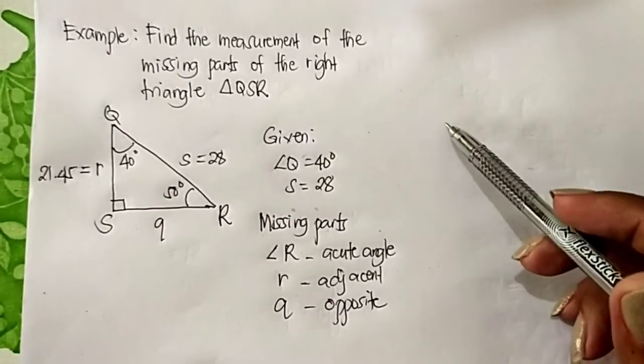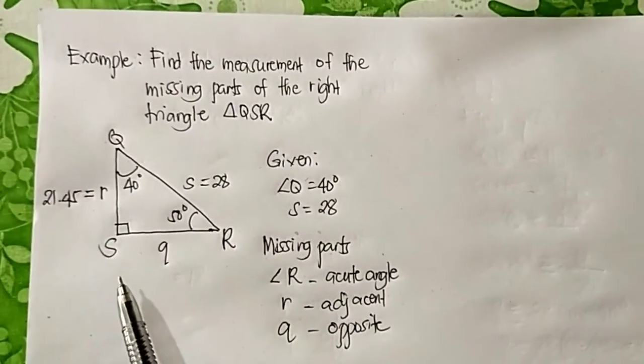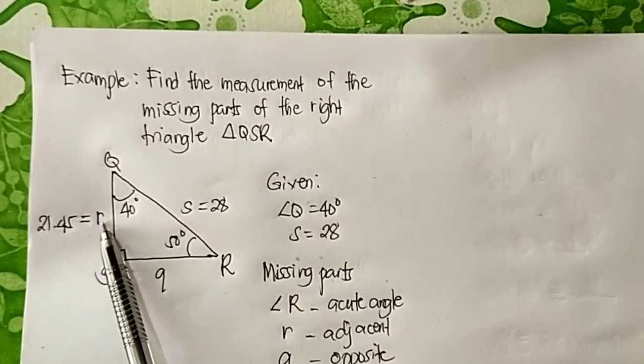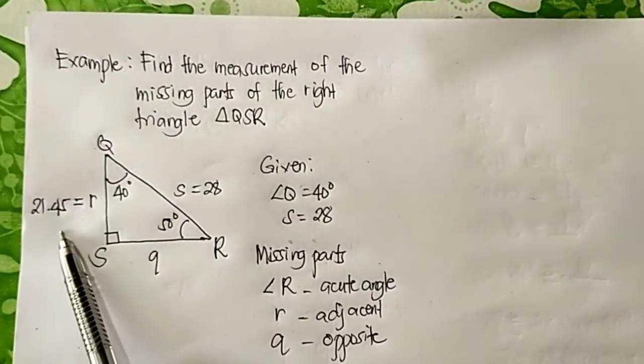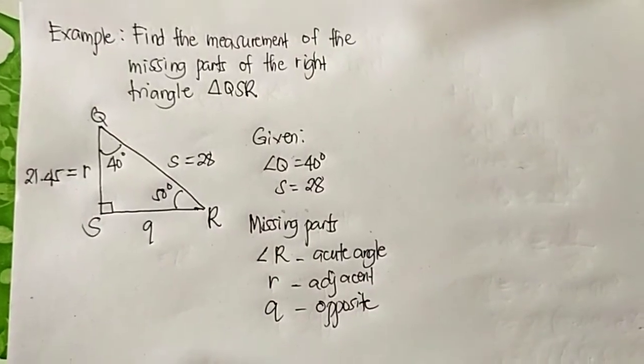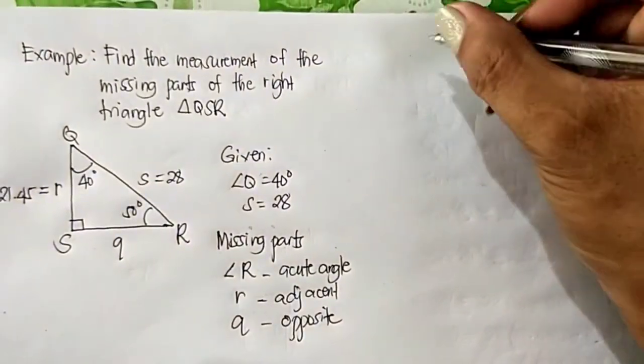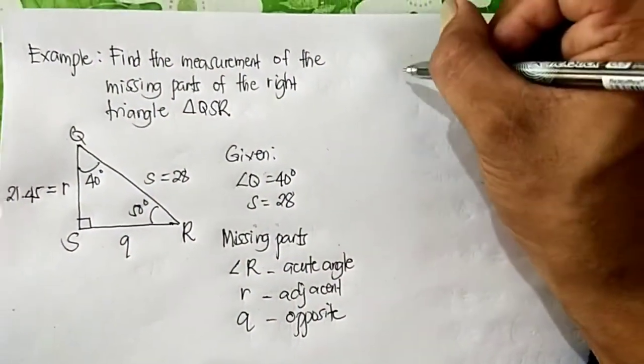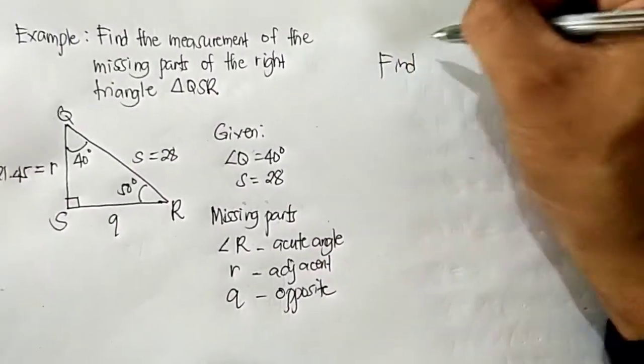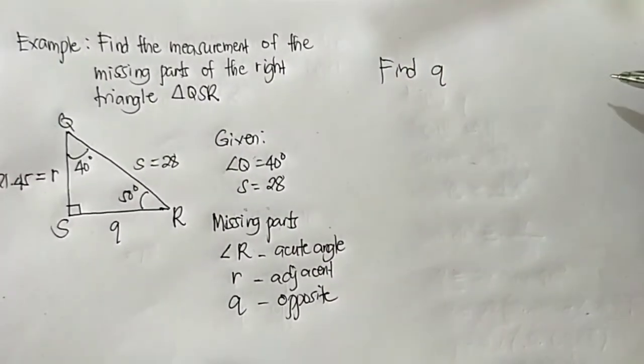We solved the missing side, which is R. So the measure of R is 21.45. Okay, this time, we'll find the last missing part, which is the side Q.